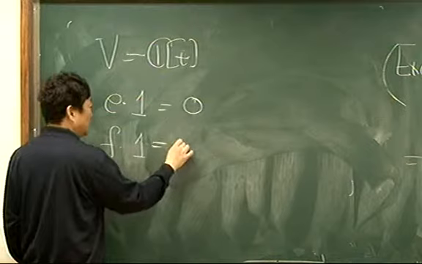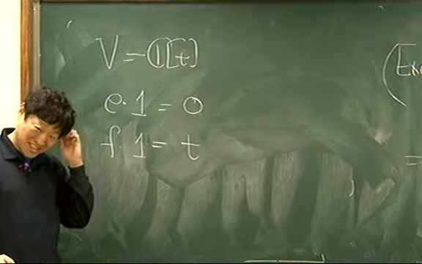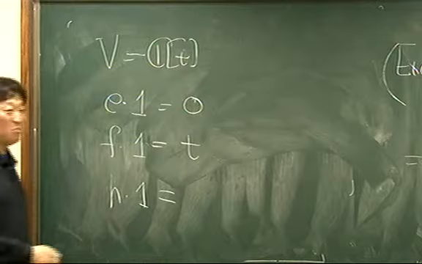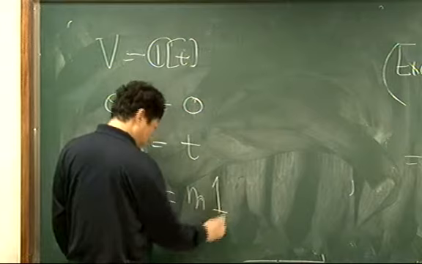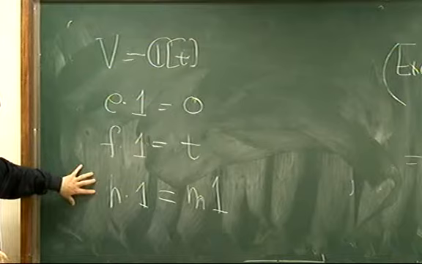and what? Jihye, now what should I do? Let H act on 1 by some non-negative integer, say m, m times 1, okay? Then I think this is a representation. Jihye, is this correct?